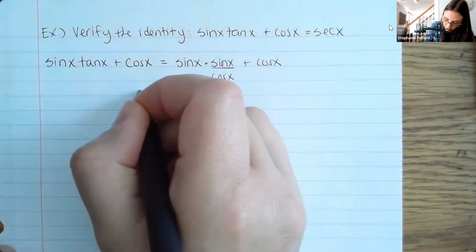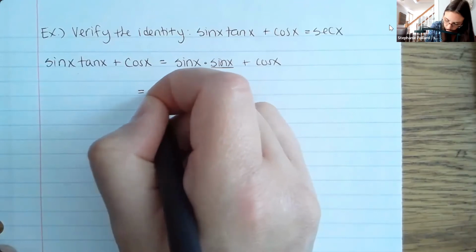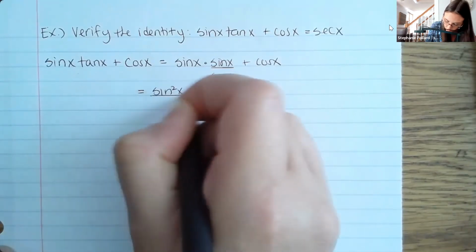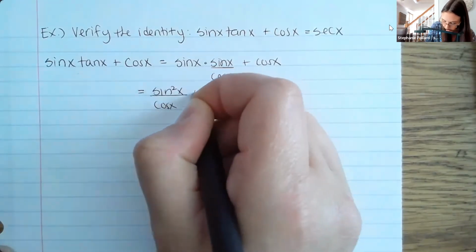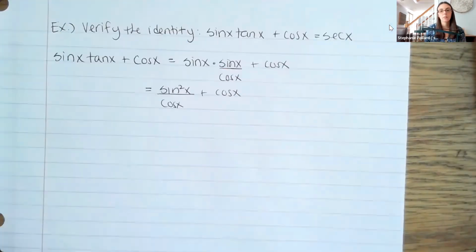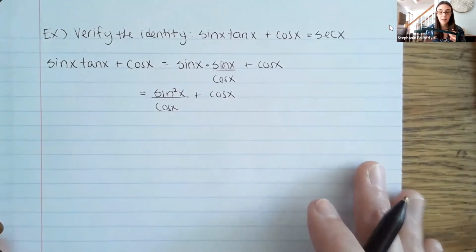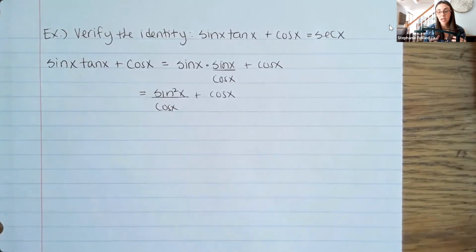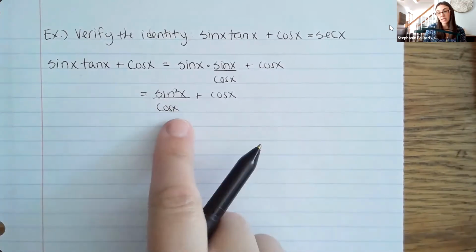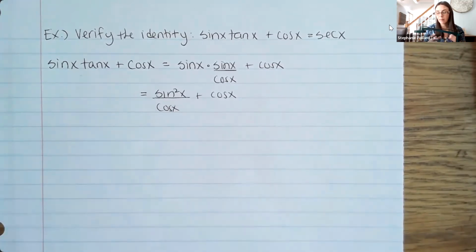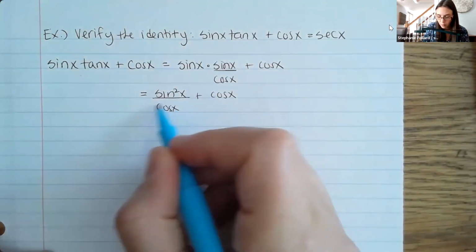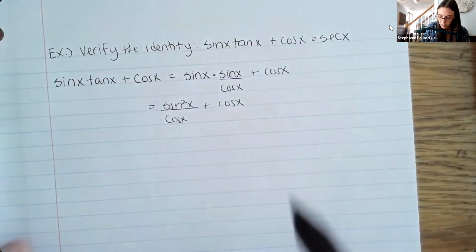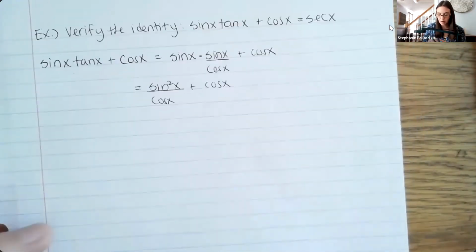So when I do that, sine times sine is sine squared. So I have sine squared x over cosine x plus cosine x. All right, I didn't really get anything that helped me too much. Another suggestion I have is when you're adding with fractions, it's good to combine them. That's usually helpful. So I do need common denominators here. I need a denominator of cosine. This denominator is just a 1, right? So it's not really helpful.